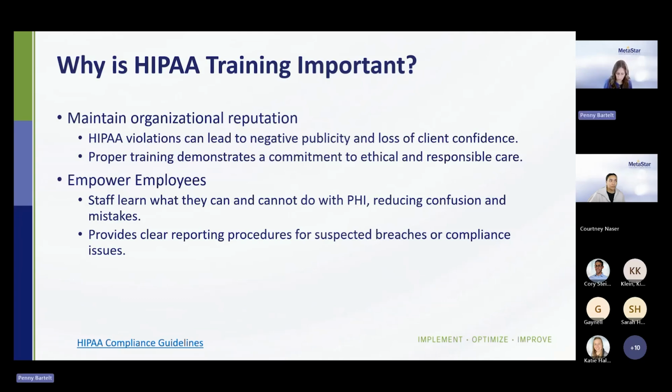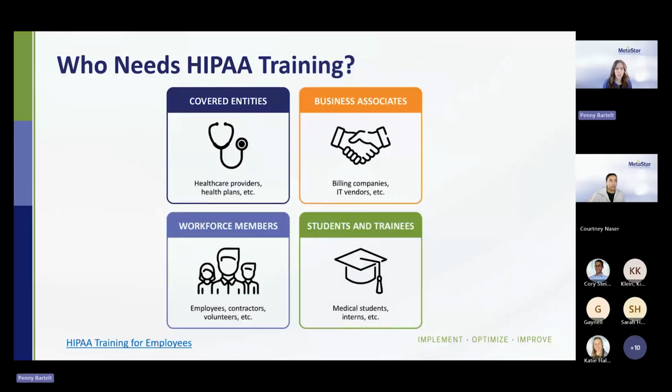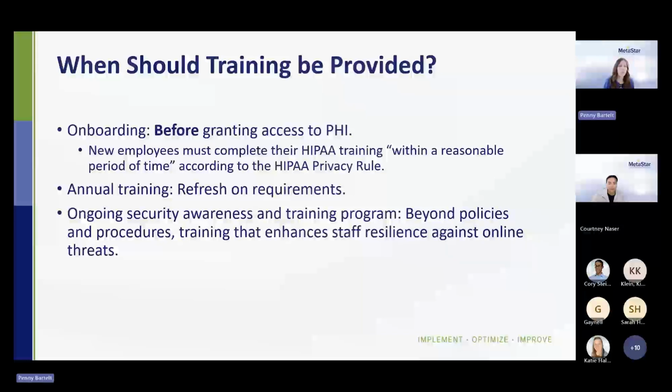So who needs HIPAA training? Well, all of you that are here need it. You're all healthcare providers. You all are billing and following the HIPAA rules. Your business associates, so anyone who is handling PHI on your behalf, also need to make sure they have HIPAA training. Your staff needs HIPAA training, as well as students, trainees, and interns. They all need HIPAA training as well.